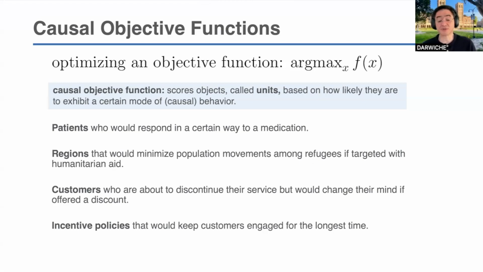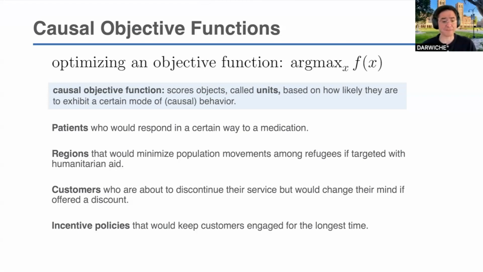Customers who are about to discontinue their service but would change their mind if offered a discount. Incentive policies that would keep customers engaged for the longest time. So these are all examples of objects or units. And then we'll see again that if we describe the properties that we want to optimize, we will end up writing functions that invoke aspects of causality.